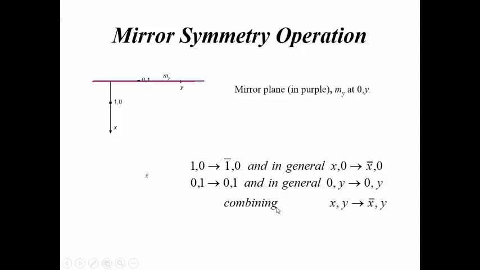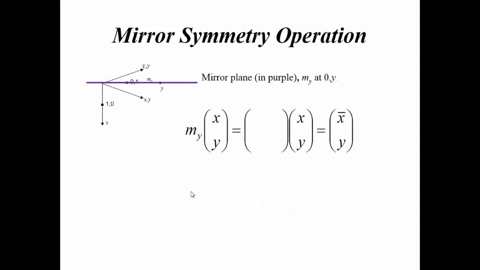And if we want to get the general expression, we simply combine these two general expressions along the x and y axes, and we get xy goes to x bar y. And here is the analytical expression, which shows xy going into x bar y, and then you see it being reflected across this mirror plane.